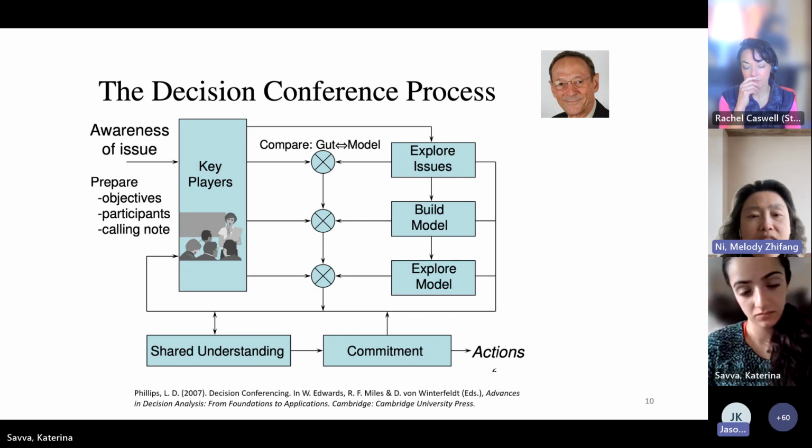He believed that decision conferencing, supported by a facilitator who is an expert in social process, such as himself, can develop the model on the spot and then use the model to explore the issue, to explore the solution, and then we can create a shared understanding of the problem and together develop a commitment to the ways forward. And that model basically is the MCDA model.